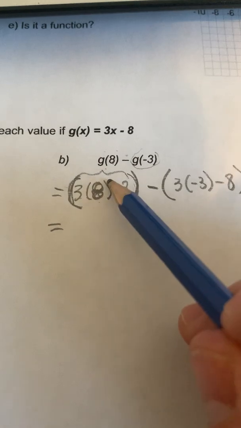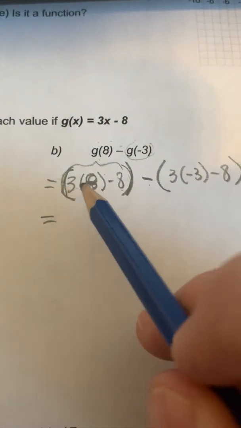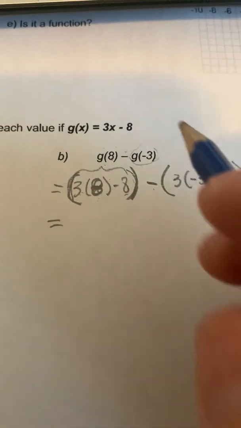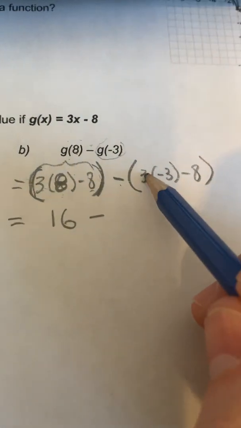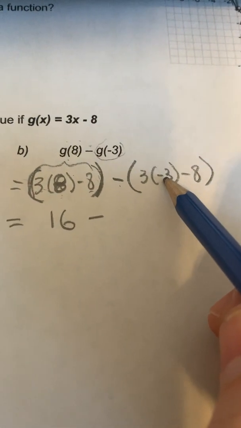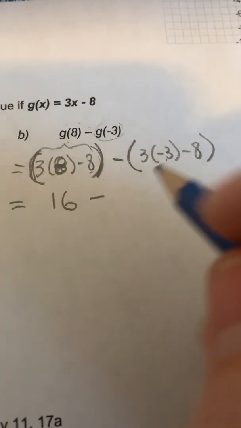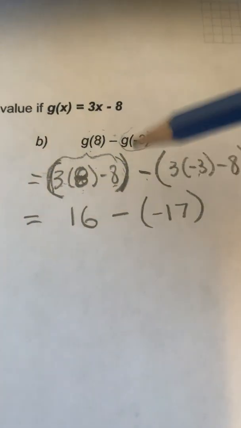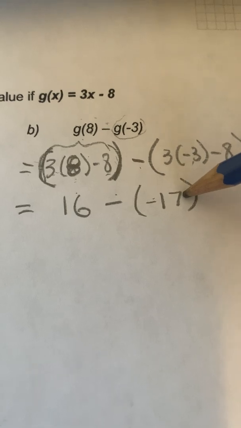Okay, so now we're going to solve the first one, and then we're going to subtract the answer of the second one. So 3 times 8 is 24, minus 8 is 16. Then we have 3 times negative 3, which is negative 9, minus 8 is negative 17. So we have 16 minus a negative 17.